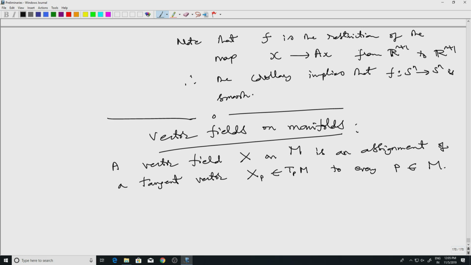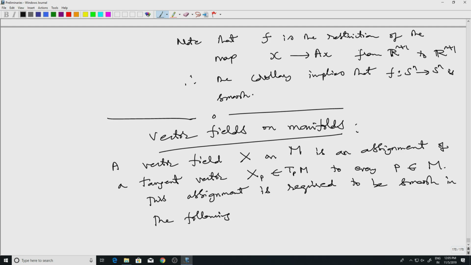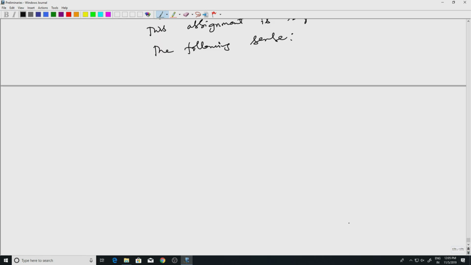And this assignment is required to be smooth in the following sense. First, I'll give an abstract definition of a smooth vector field. Then we'll see what this means in local coordinates, in a coordinate chart.